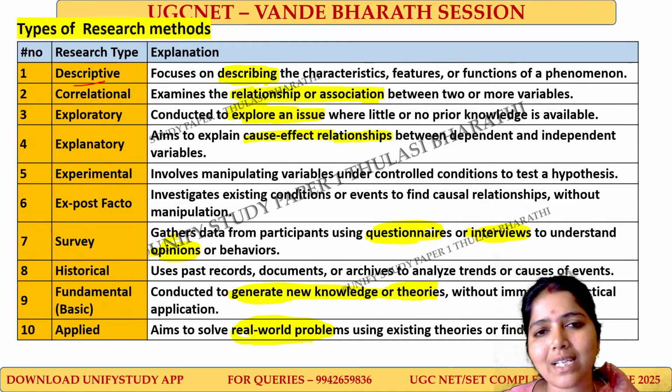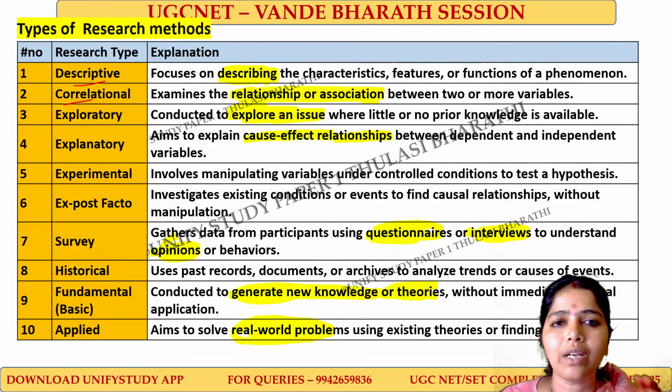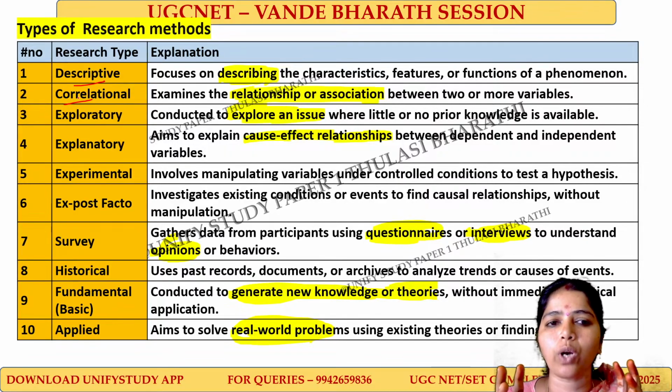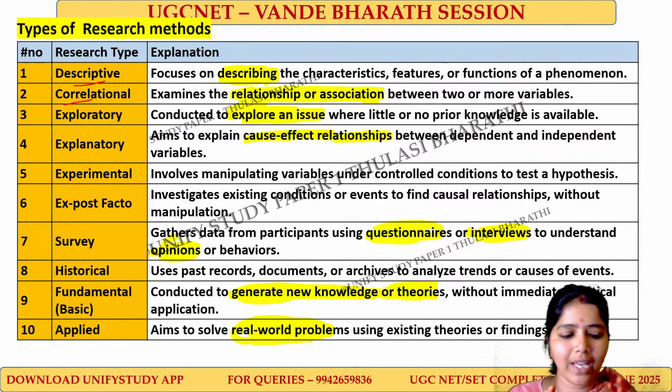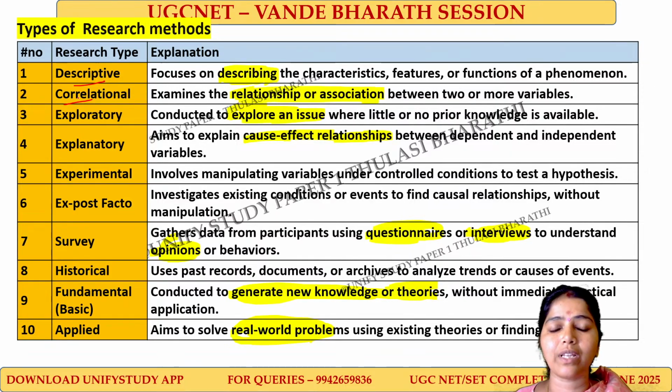Descriptive: I want to describe what has happened and when it happened. Correlational: the relationship between two variables we call correlational. Exploratory: I know a small thing, and I'm going to explore more about it. Explanatory: where the cause and effect will be explained. Explanations will be given. Experimental research, very important.